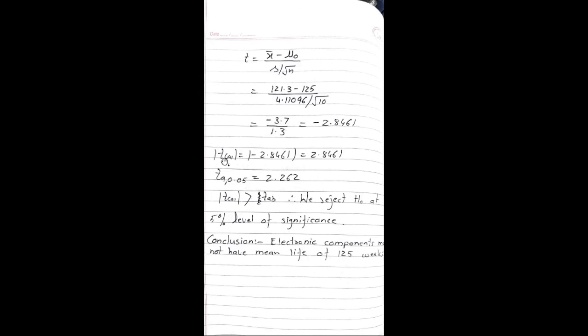Now mod t calculated, we can write this as mod of minus 2.8461. It becomes positive 2.8461, and table value of t for 9 degrees of freedom and 5% level of significance is 2.262. So mod t calculated is greater than t tabulated. Therefore, we reject H0 at 5% level of significance. So conclusion, electronic components may not have mean life of 125 weeks.